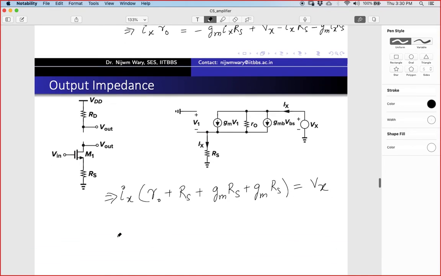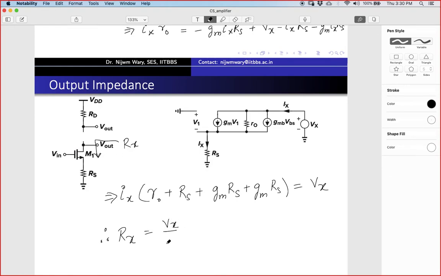So therefore my Rx, the impedance looking into this point, is nothing but Vx by Ix, right? Because I need to put a voltage source here to find the output impedance. I hope you know this. If I want to find an output impedance, we have to put a voltage source here, ground the input, and put a voltage source here. So this is the procedure for finding the output impedance.